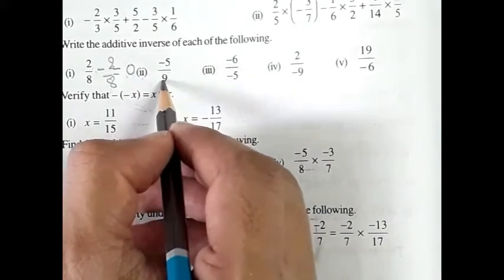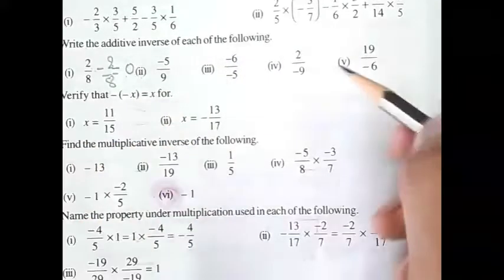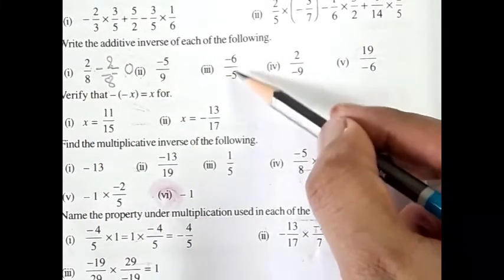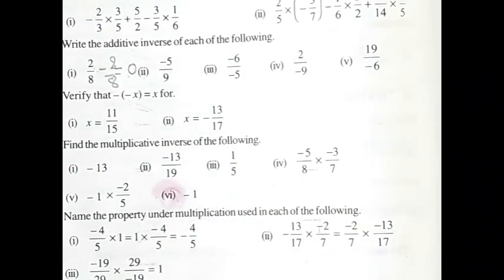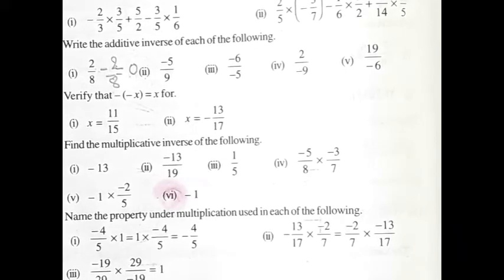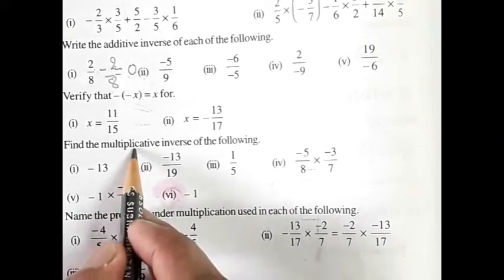Simply, minus 5 by 9 plus 5 by 9. Minus 6 by minus 5: this minus and minus will get cancelled. We will have only 6 by 5. So what is the additive inverse of 6 by 5? Minus 6 by 5.